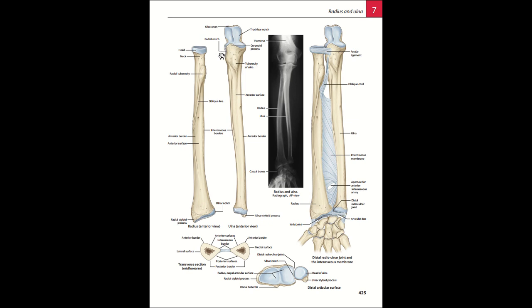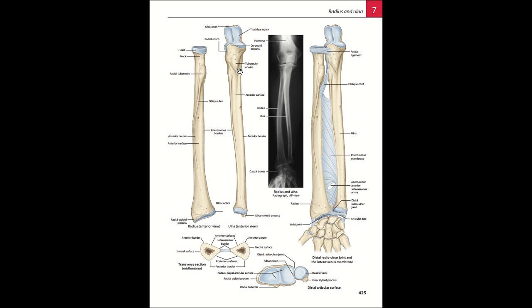That ulnar tuberosity facilitates the attachment of the brachialis muscle. Remember the brachialis muscle that originates from the mid half of the shaft of the humerus and inserts on the ulna? Yes, it actually inserts on this region. That's the tuberosity of the ulna. This is a very important muscle because it forms the medial floor of the cubital fossa.